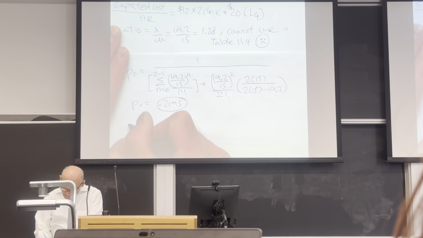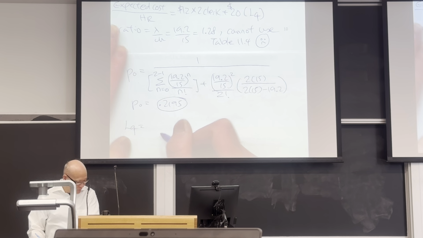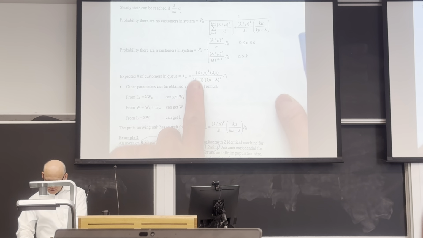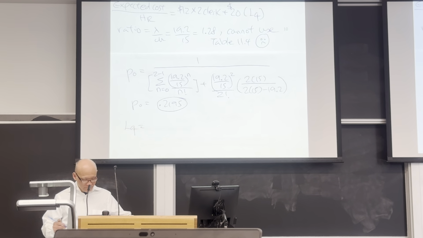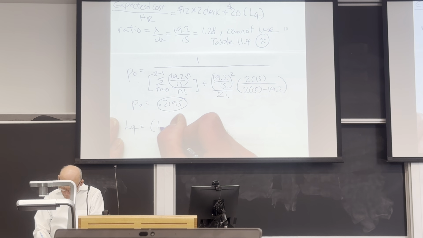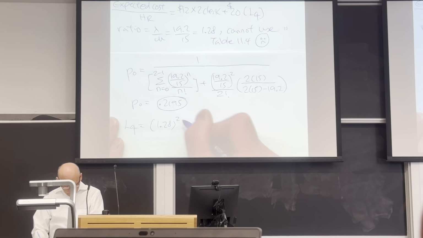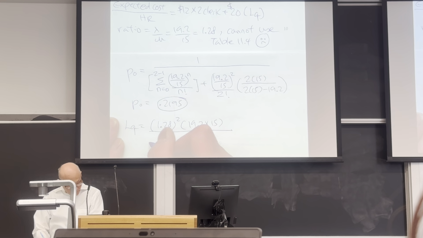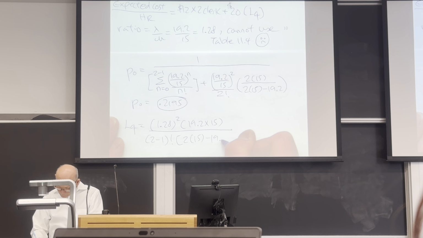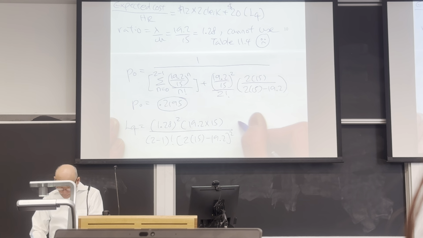Okay, now that we have P0, we'll use it to find LQ. So (lambda over mu) to the power of k, lambda times mu, and then (k minus 1) factorial, and then (k mu minus lambda) squared, and then times P0.